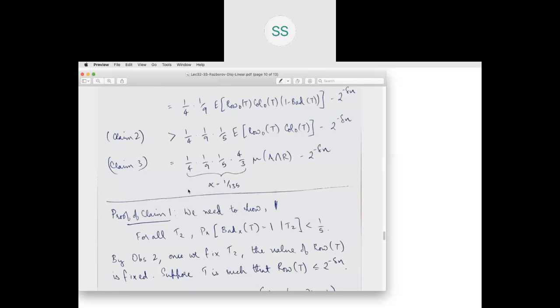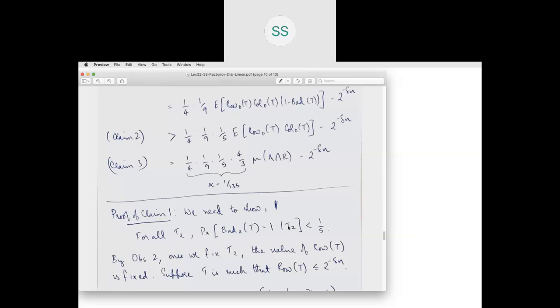Claim 1 stated that for all T2, the probability of bad x t equal to 1 given T2 is at most 1 by 5. What does this mean? This probability is for a fixed T2, and the probability is over all the partitions such that the T2 value is fixed.